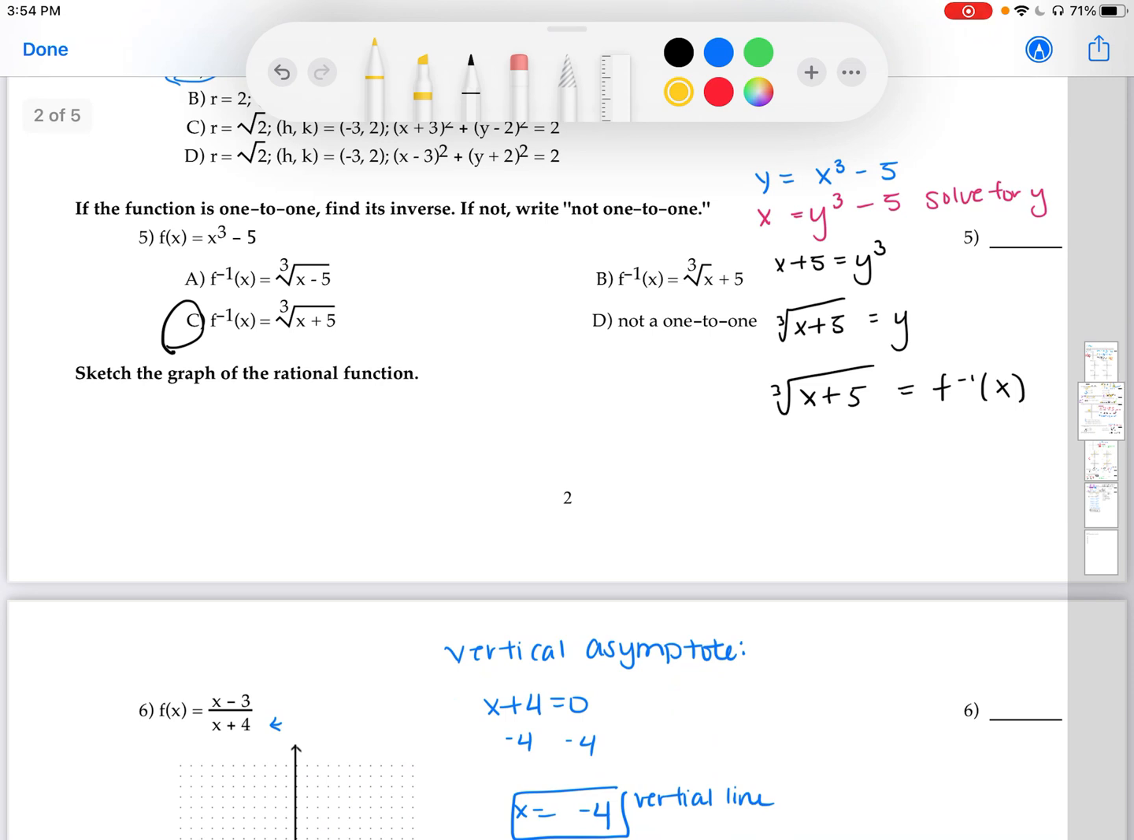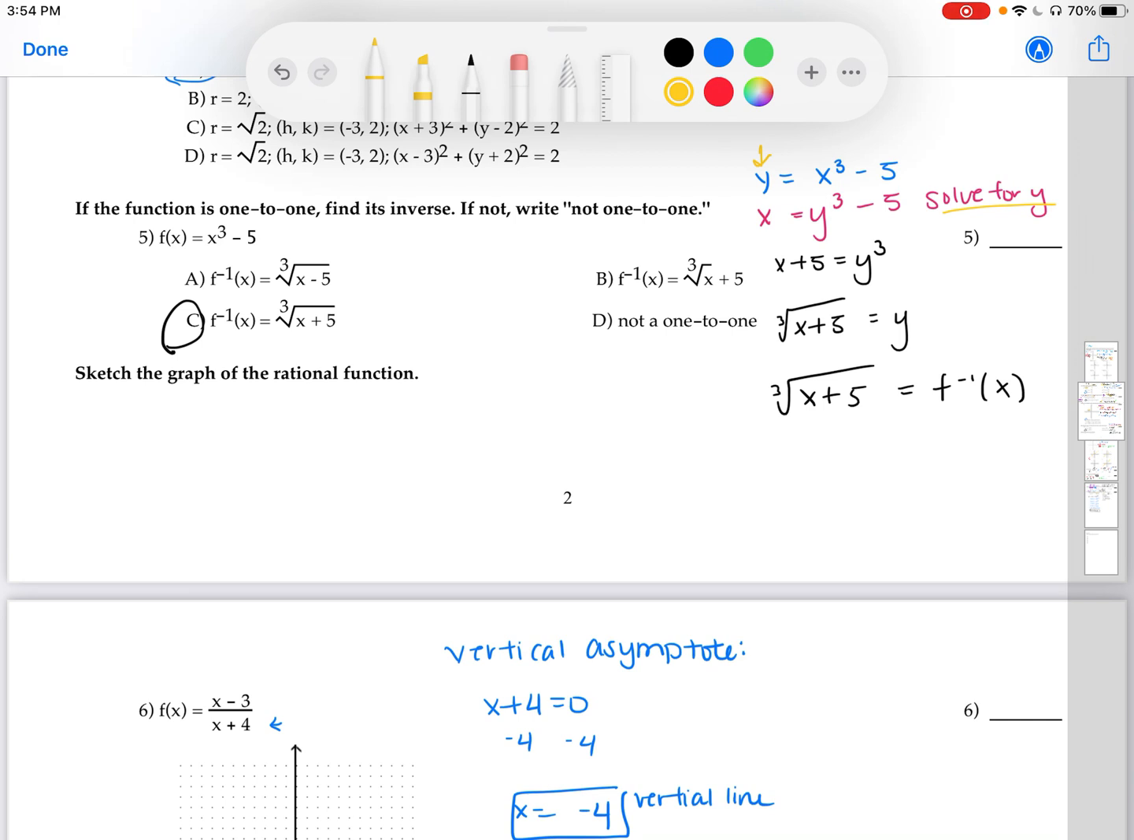5. If the function is 1 to 1, find its inverse. If not, write not 1 to 1. Okay, so to find the inverse, we have a process. Replace f of x with y, swap all of your x's and y's, and then solve for y.